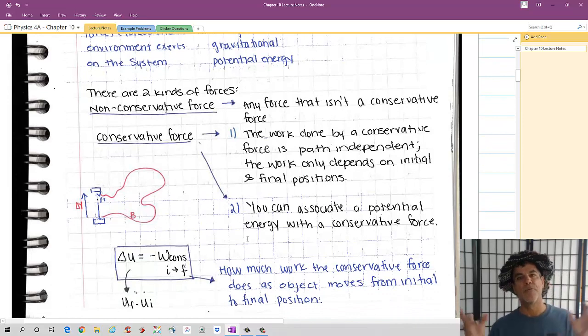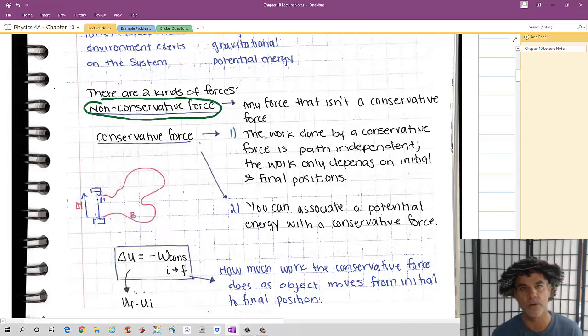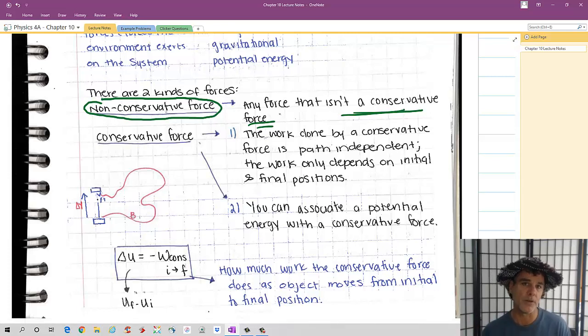Forces are generally classified into two kinds. One is called a non-conservative force. The easy definition of a non-conservative force, it could be a little bit lame, but it's the definition: any force that's not a conservative force. If it's not a conservative force, it's non-conservative. And in fact, every force that we've seen so far is a non-conservative force, except for gravity and spring force.